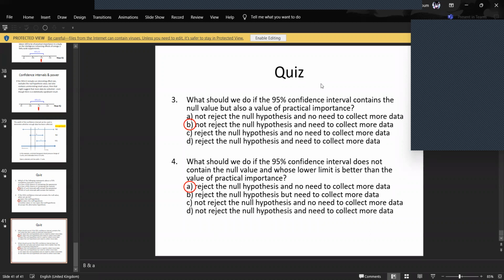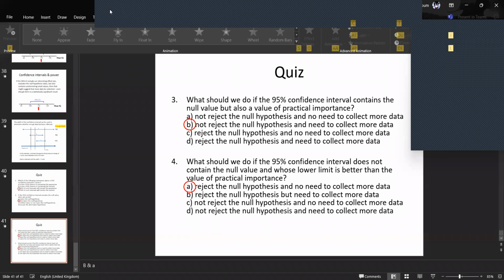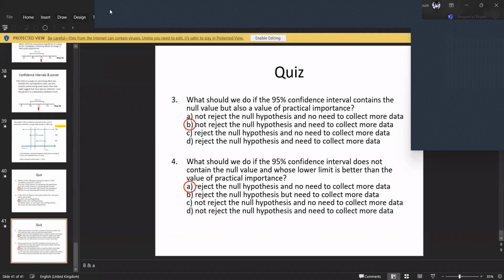So, what should we do if the 95% confidence interval contains the null value, but also the important value? Now, if it contains the null value, then, as we said in the previous example, we accept the null hypothesis and we reject the alternative hypothesis. All right? So that eliminates options C and D because they're telling you to reject the null hypothesis, and as we said, you shouldn't do that.